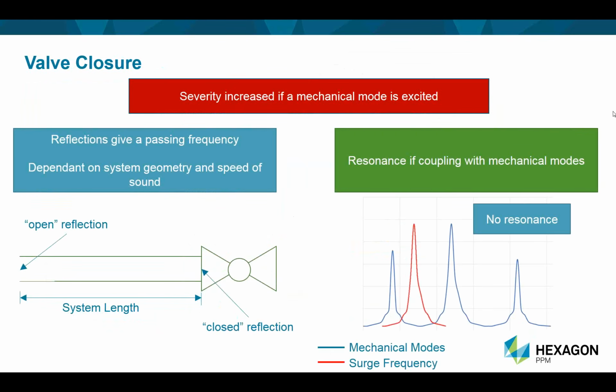And if the passing frequency couples with the mechanical modes of our piping system, then that's where the severity of the surge event is greatly increased. And we can end up with resonance if the two frequencies are close to each other.